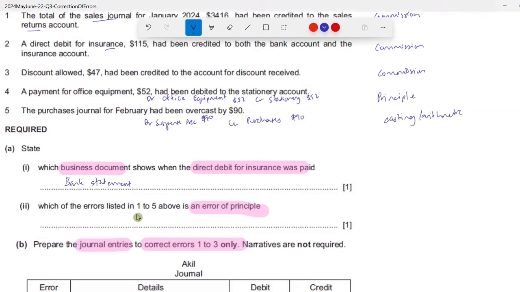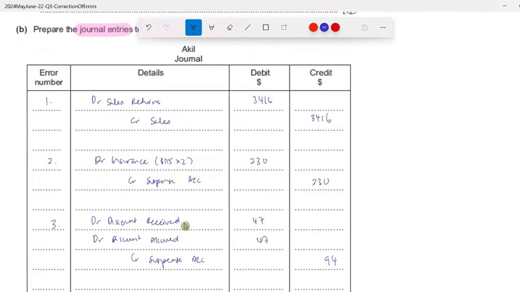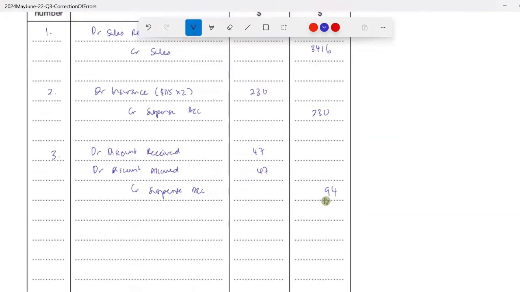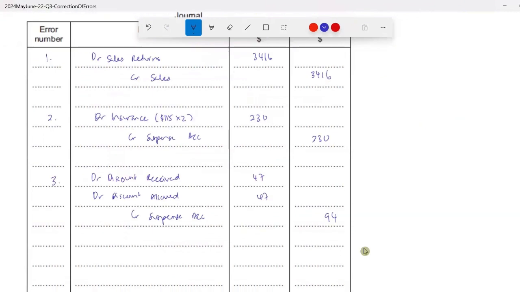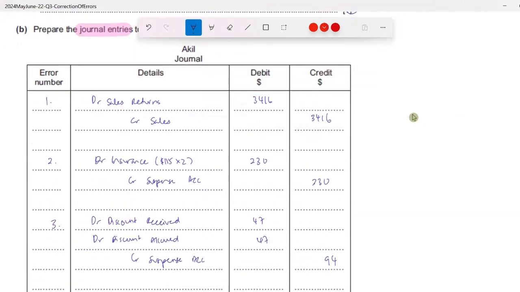Which of the errors listed in 1 to 5 is error of principle? That will be error number 4. That's the answer. Okay, that's the 1 mark each for A1 and A2. As for part B, right, the total of the 7 marks is awarded this way. 1 mark each for the correct amount and account.